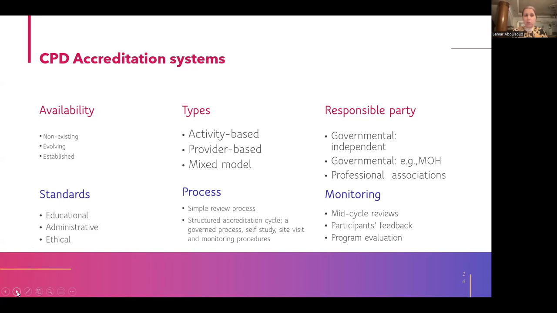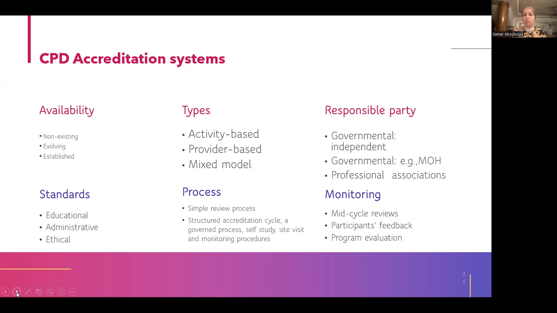Standards of accreditation are mostly adopted from the best practice and well-established systems. So they include educational standards that are concerned with the planning and evaluation of education, administrative standards that include things like running the CME CPD unit, and ethical standards that are mainly concerned about the conflict of interest and the independence from the pharmaceutical industry.